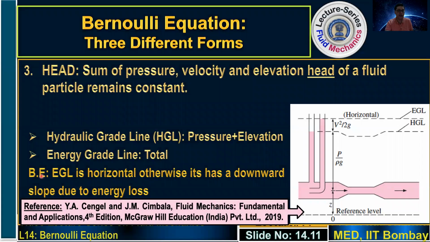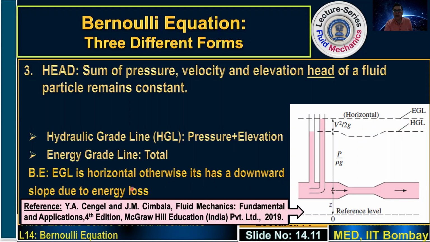So as I mentioned here, in Bernoulli's equation, energy grade line is horizontal. Otherwise, it has a downward slope due to energy loss. What is meant by this is that in this pipe, when you consider actual situation, due to the viscosity of the fluid near the solid wall, there is a velocity gradient which leads to the decrease of the pressure of the fluid when it's passing through a pipe of constant cross-section area. But if you neglect that, energy grade line is horizontal as shown here. Otherwise, it has a downward slope due to energy loss, which I will show you in the next slide, where I will consider the frictional losses.